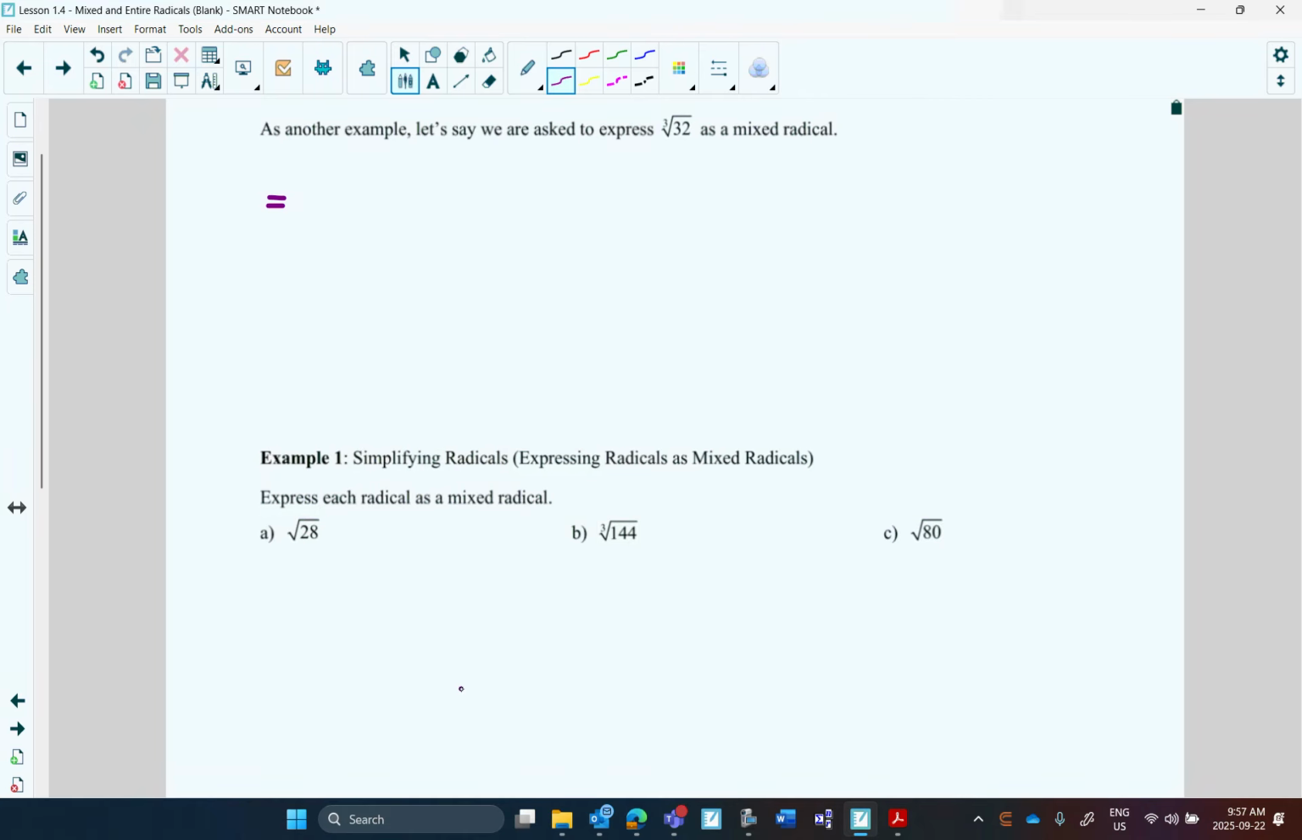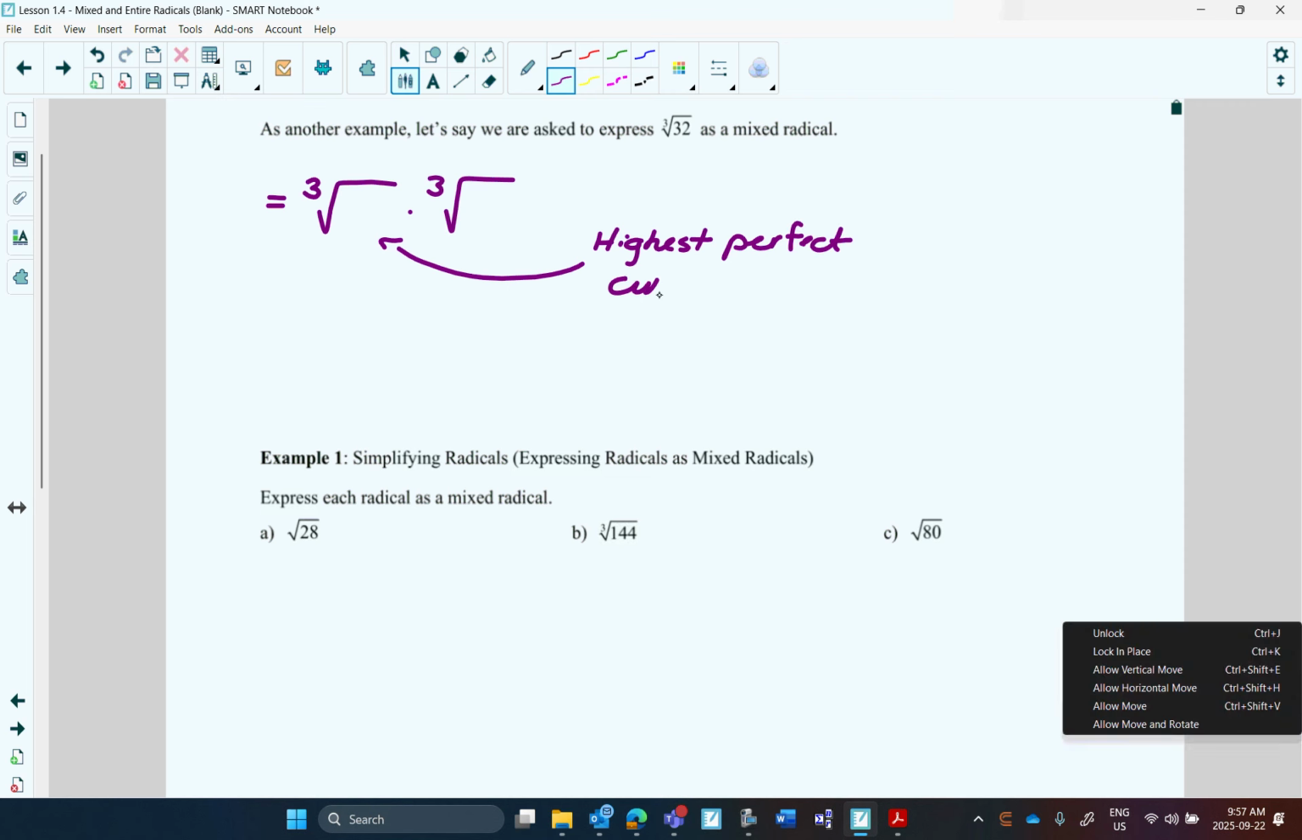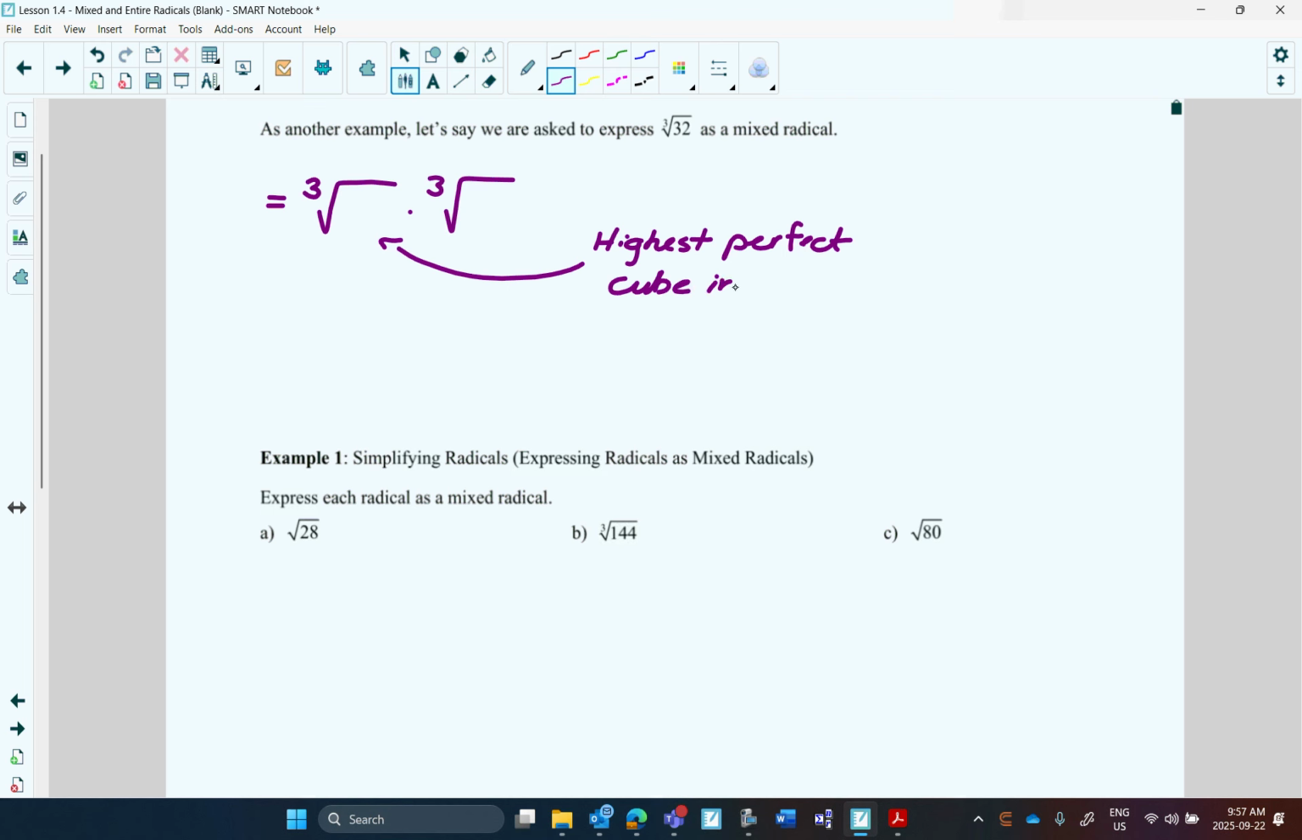Notice it's cube root. So I'm not breaking it down into one perfect square times another perfect square. I'm breaking it down into one perfect cube times another perfect cube. And this is the highest perfect cube to 32.